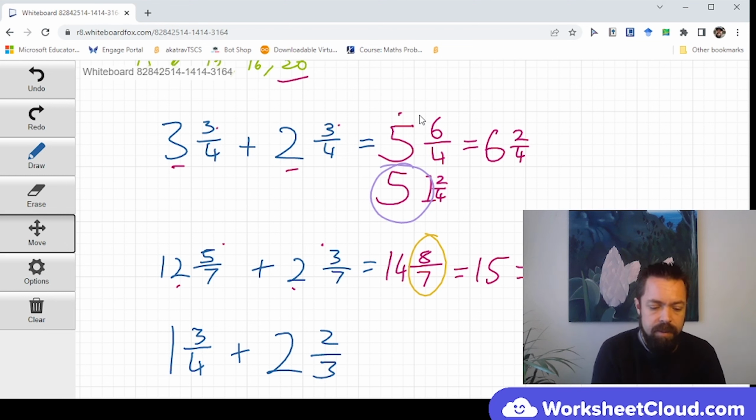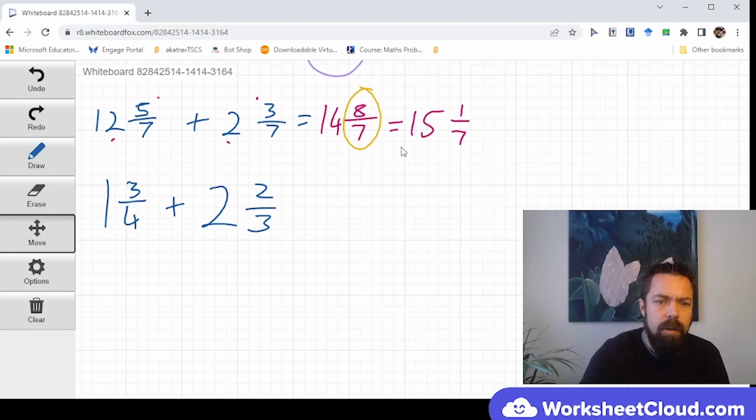So again, step 1. In this situation, we have to make the denominators the same. We've used 4 and 3 quite a few times, so I'm actually not going to show you the times tables, but it's going to get to 12. So what do I do to my 4 to make it into 12? I times by 3. What do I do to my 3 to make it into 12? I times by 4.